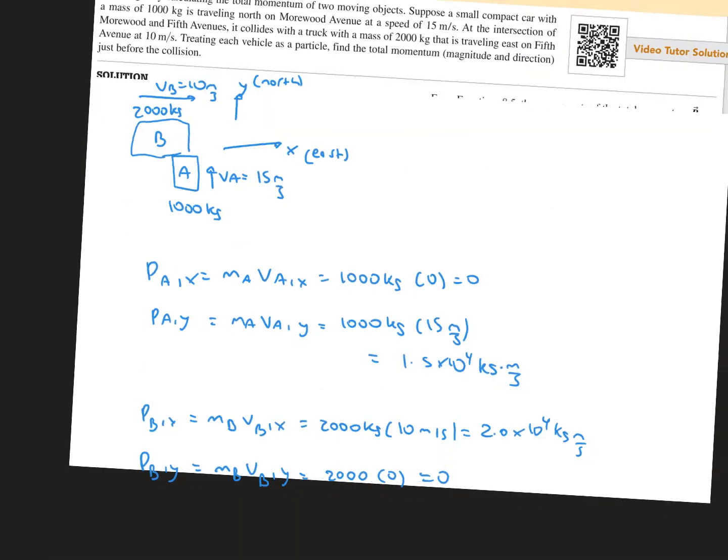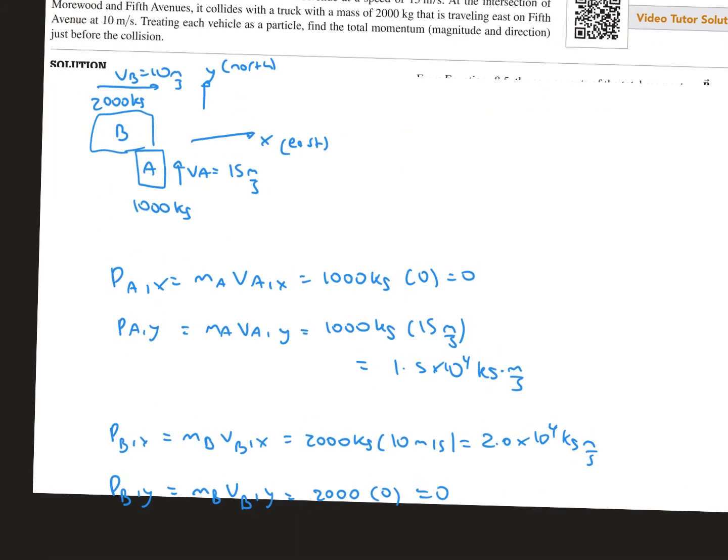So for this we have to find the momentum of the car in the x direction and the y direction. In the x direction, the mass times the velocity is going to be equal to 1,000 kilograms times 0, because the velocity in the x direction is 0 since it's traveling north. In the y direction, m times velocity is going to be equal to 1,000 times 15. That's going to be 1.5 × 10^4 kilograms meters per second.